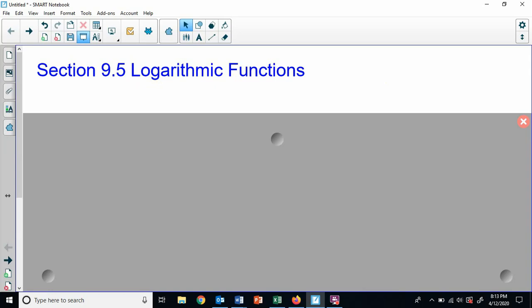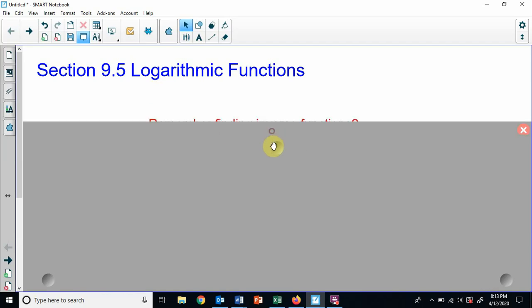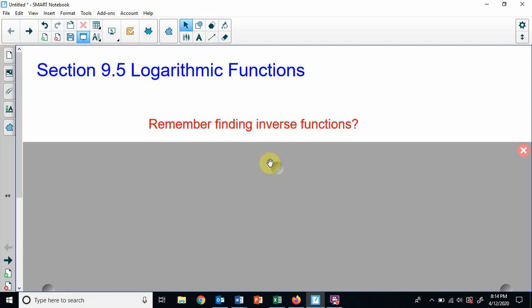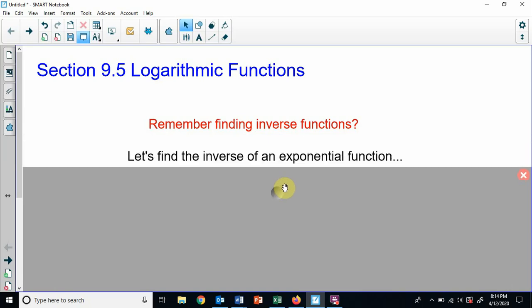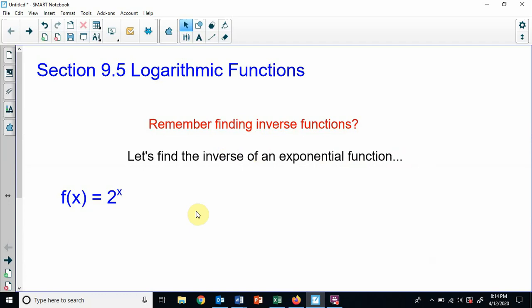Now, this has special relationships in so many ways to the exponential function, and you hopefully should start to guess how it relates. There's a reason we studied inverse functions. So do you remember finding inverse functions? Hopefully you do. That was only last week. Let's find the inverse of an exponential function. So here is an exponential function. Remember how we find inverses?